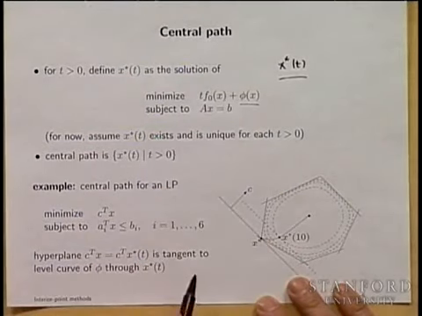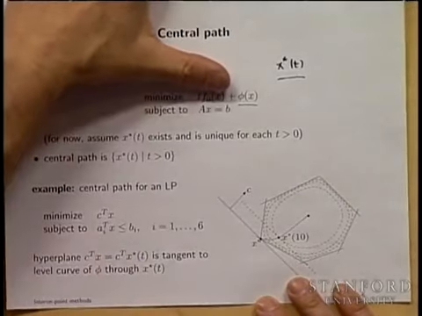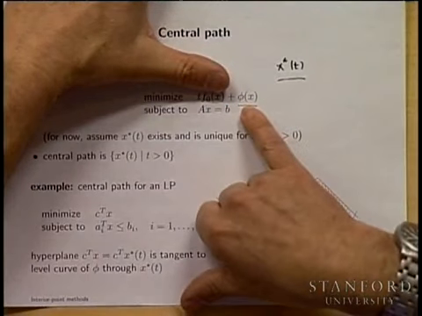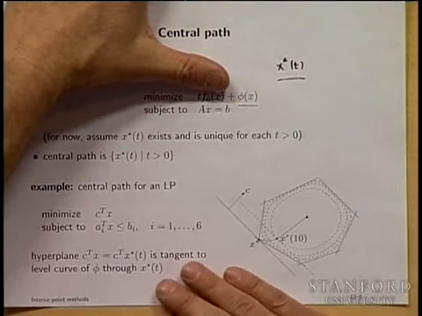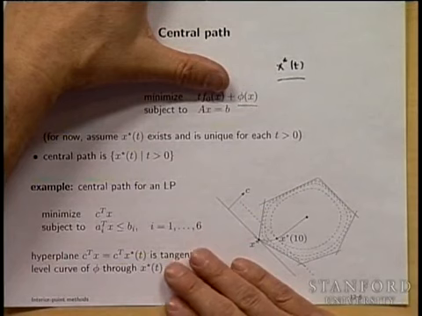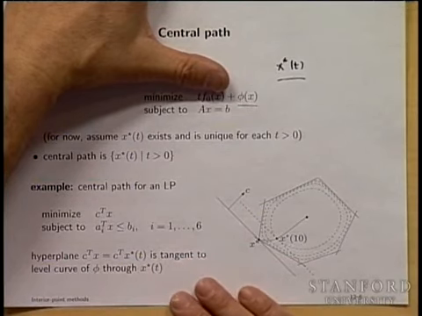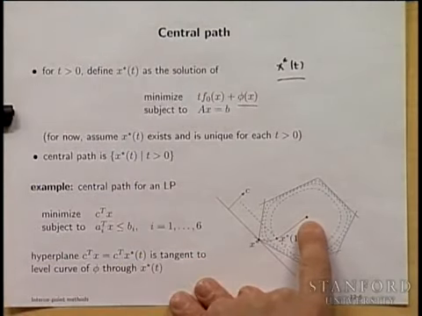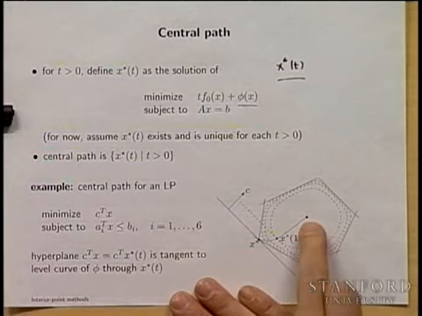That's with t equals 0. You minimize the log barrier. By the way, that's the same as maximizing the slacks, the product of the slacks, or the geometric mean of the slacks. So that's actually called the analytic center of this polyhedron, and that's right there.